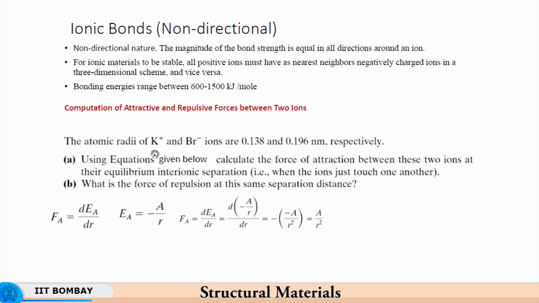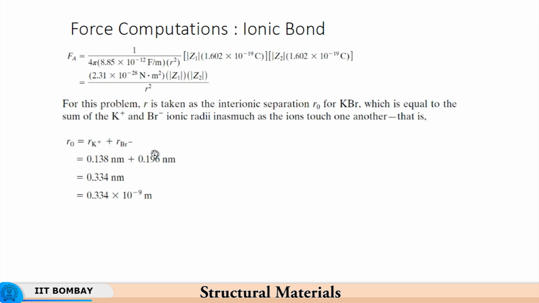So, if you take EA for energy of attraction to be minus A by R, then you have the force equal to A upon R square, and the value of A is given as this Z1 into this. You have a monovalent ion. So, potassium has got valency 1, bromine has got valency minus 1. So, only one electron is exchanged, and therefore, this product gives you the force of attraction to be so small.